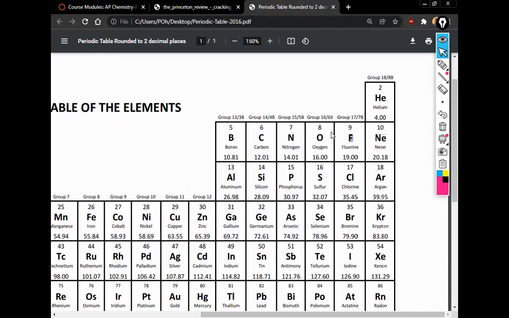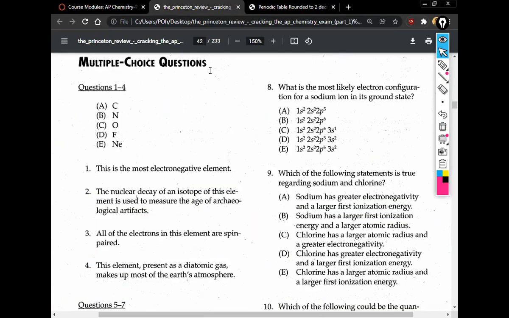element. And if you got that wrong, you guys just think of F. I got it wrong. Fluorine. Okay, so fluorine is the most electronegative element.